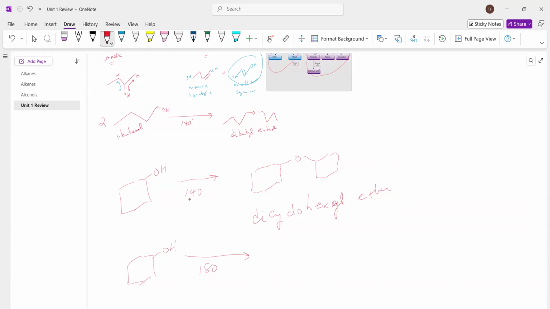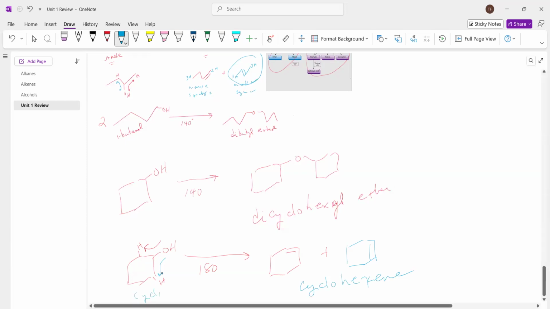At 180, then we're going to start pulling off water. So here is an H here, and here's an H here. So that's going to be one double bond created. And then we have an H here. That'd be the other double bond. So that's going to be cyclohexene. This would be cyclohexanol.